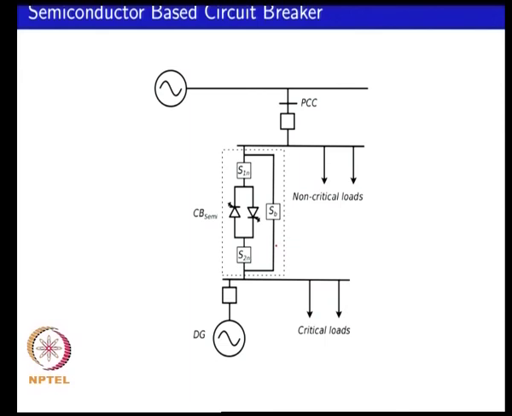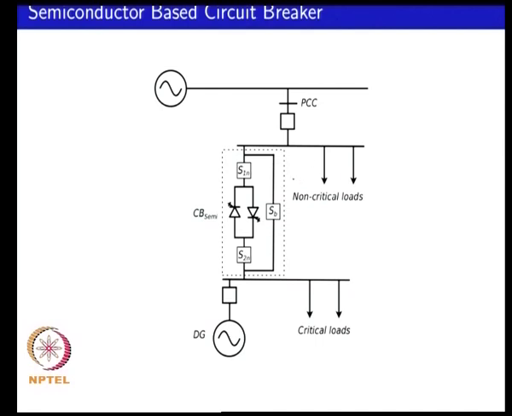So, in an example such as this, you could have a semiconductor based breaker and you have the main grid coming in. So, in case there is poor power quality or the need for detection of an unintentional island on the feeder, then you can rapidly disconnect from the grid using a semiconductor based switch. Your DG would then continue to provide power to your critical loads.